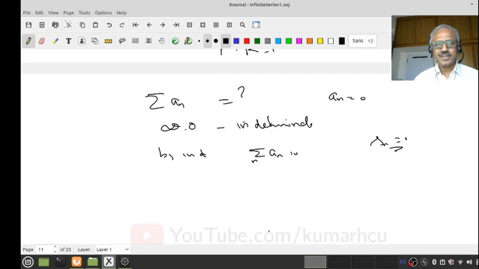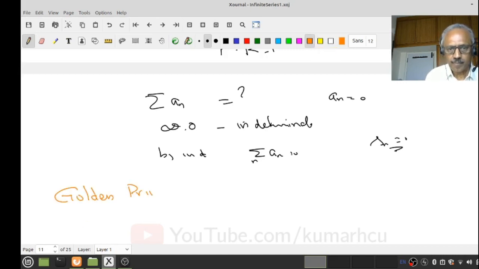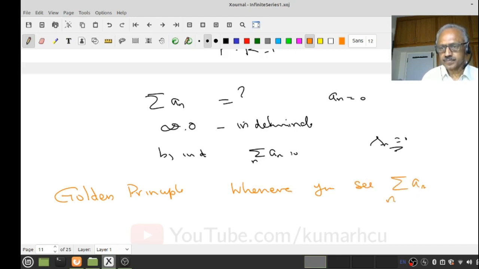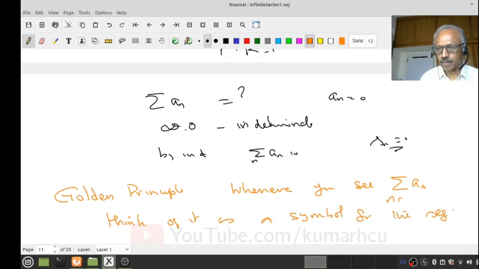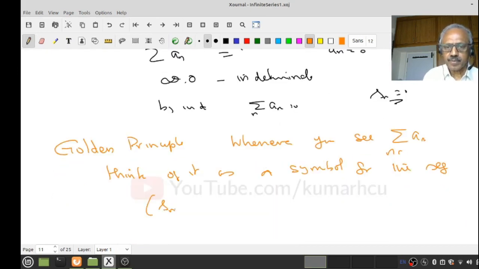That is because each Sn is 0, and then I have to look at the limit of the sequence of partial sums. Remember, as I said, this is a golden principle. Keep this in mind. What is the golden principle to deal with infinite series? Whenever you see the infinite series an, think of it as a symbol for the sequence Sn of partial sums.